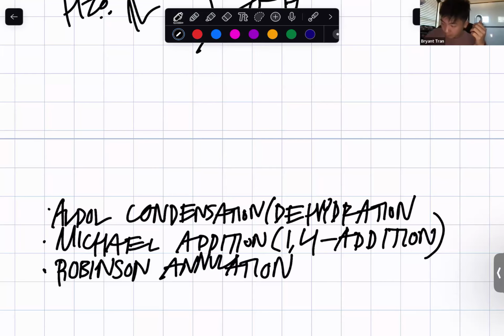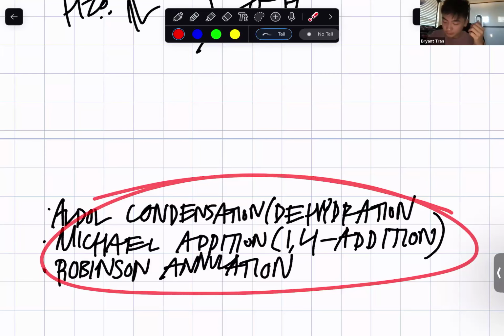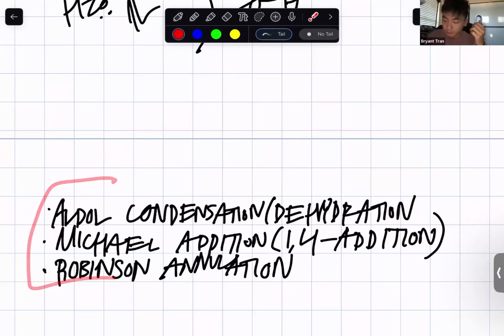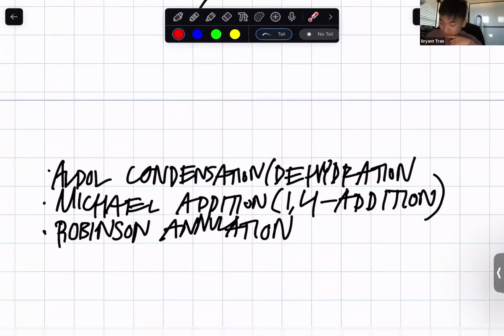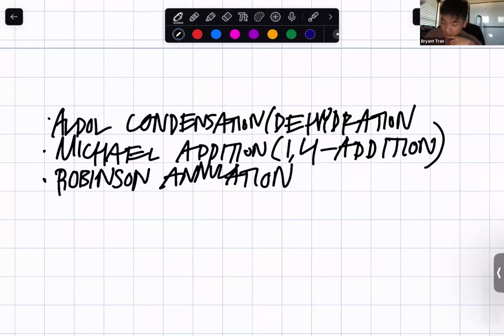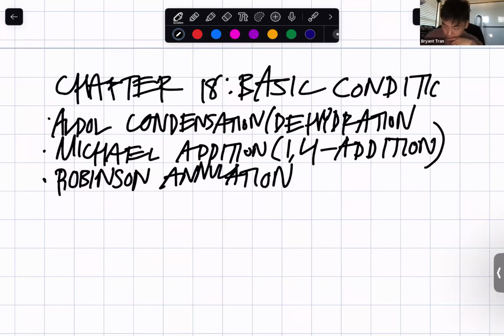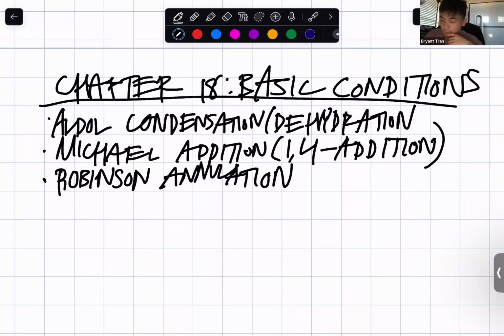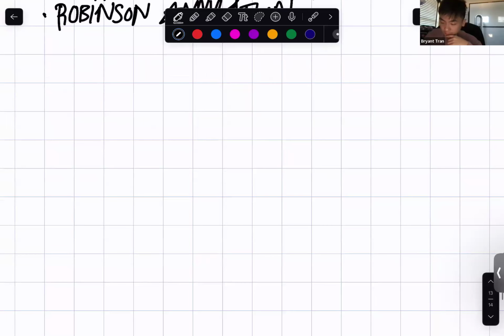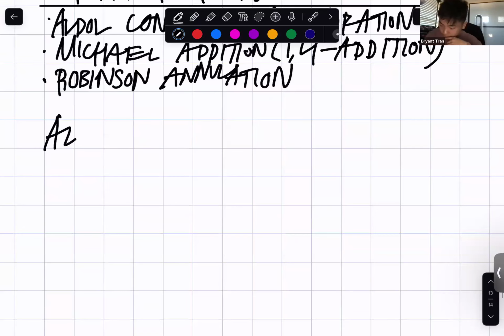Now, I will give you a chart of the differences between these right here because all of these use the exact same nucleophile. That's why it looks very similar for these three specifically. And like we said, this is going to be chapter 18, the big three reactions. And we said earlier that chapter 18 will work with basic conditions. Okay. Let's talk about aldol condensation first, or dehydration.